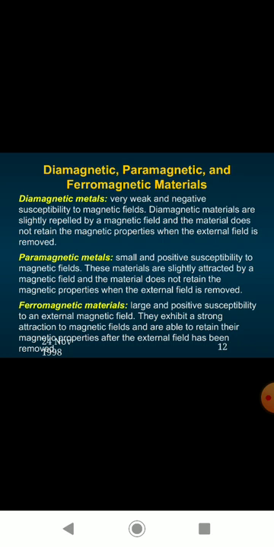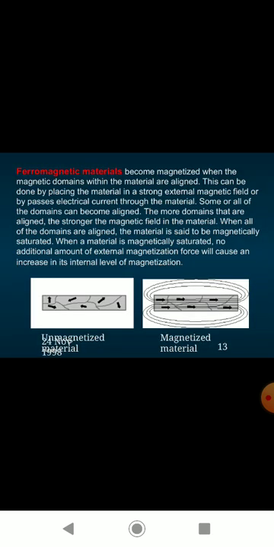And if we talk about ferromagnetic materials, they have a large and positive susceptibility to an external magnetic field. They exhibit a strong attraction to a magnetic field, and are able to retain their magnetic property after the external field has been removed. So these are the wordings, and then we talked about what kind of material ferromagnetic is.